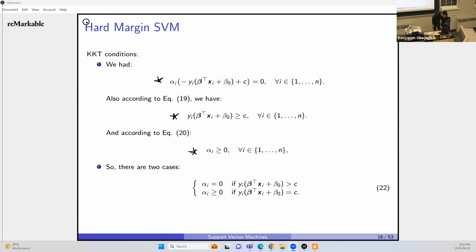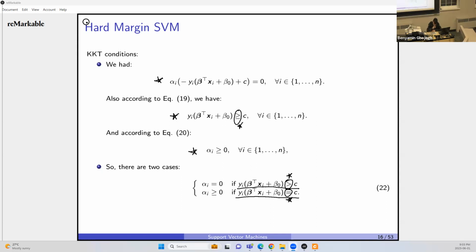So there are two cases. What are the two cases? Because of this greater than or equal to zero, it's either greater than zero or equal to zero. Do you agree? Right? Do you agree? Okay, so we have two cases.